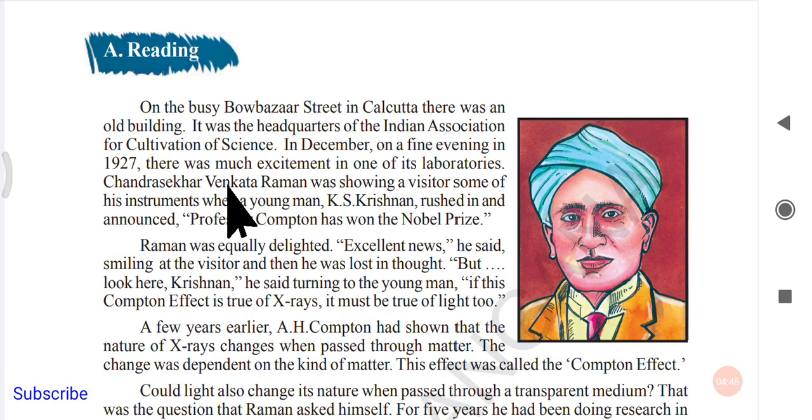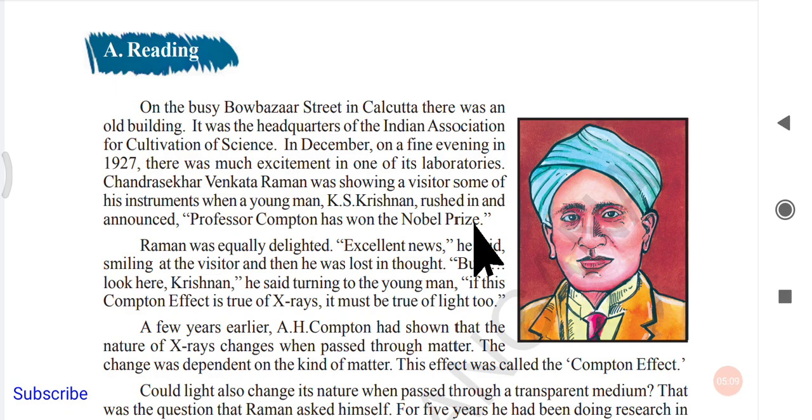What is the full name? Chandrasekhar Venkatraman was showing a visitor some of his instruments when a young man, K.S. Krishnan, rushed in and announced, "Professor Compton has won the Nobel Prize." This was the excitement in one of the rooms of the building.